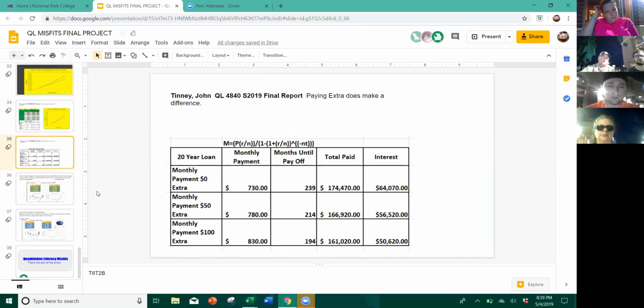If you actually jack it up to $100 a month, you're going to pay $830 a month for the same loan repayment. You're only going to have 194 months to pay it off, and you're going to save almost another $6,000 on interest. So it's quite a sizable amount, about $14,000 to $15,000 you would save over 20 years on paying just $100 more a month.